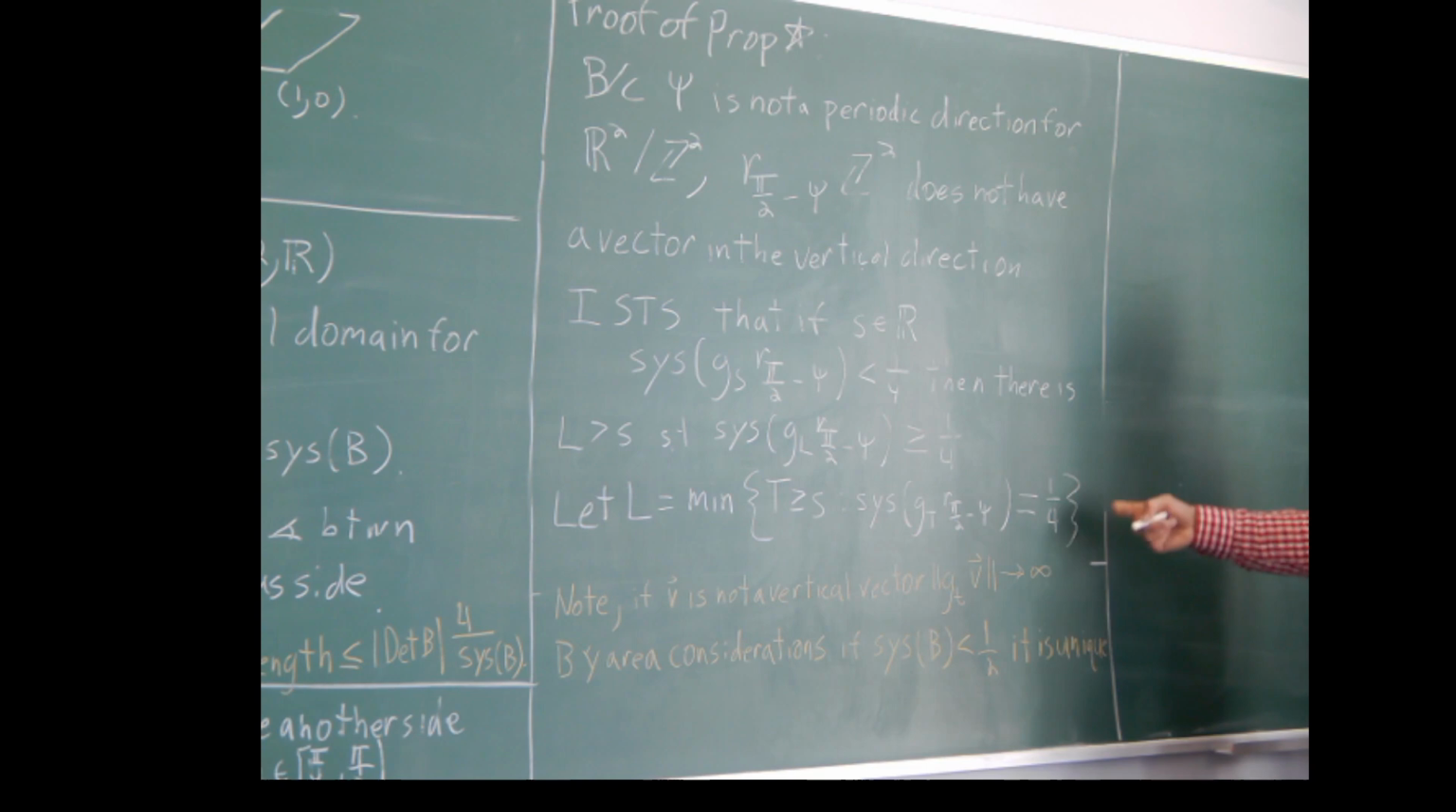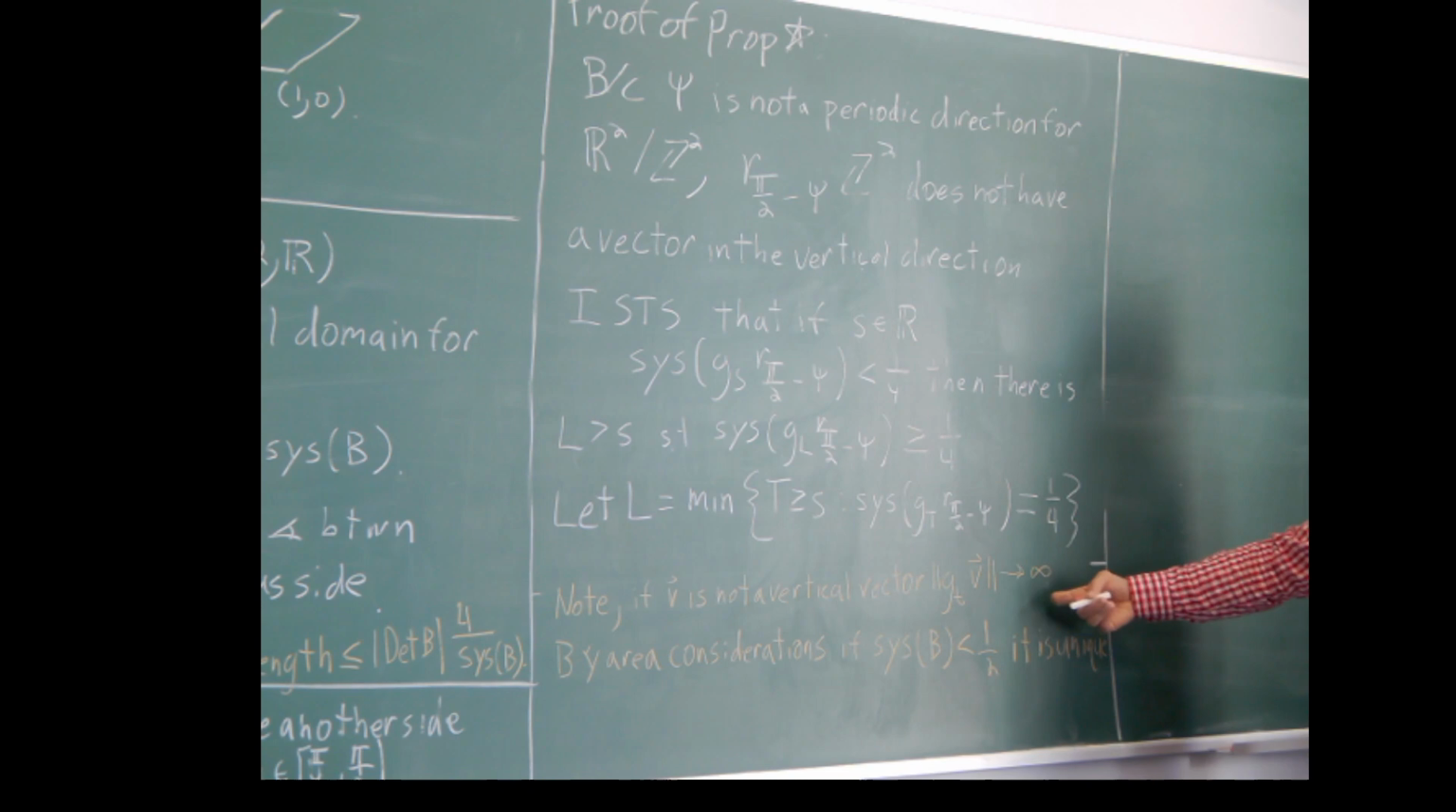Everybody okay with that? Because we know for sure that systole is realized by a non-vertical vector, right? So it has a non-trivial horizontal component, which has to expand, yeah. So it will grow. Yes. It will grow, but how much? It goes to infinity, so it goes to infinity continuously. And it grows at least until 1/4.